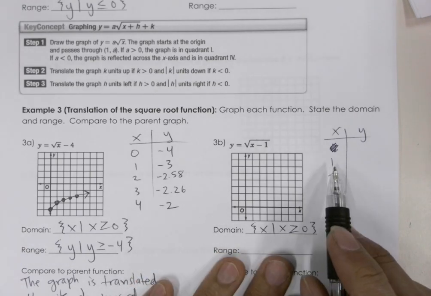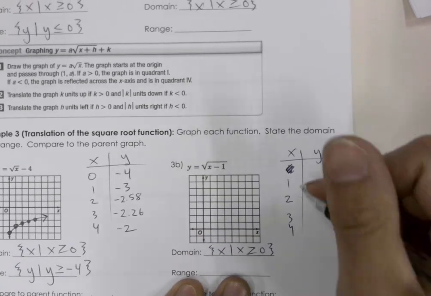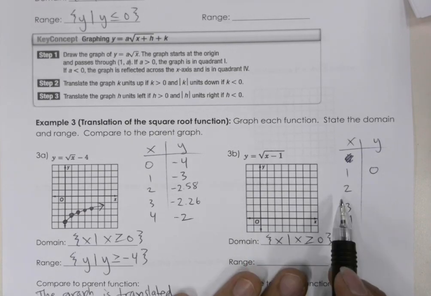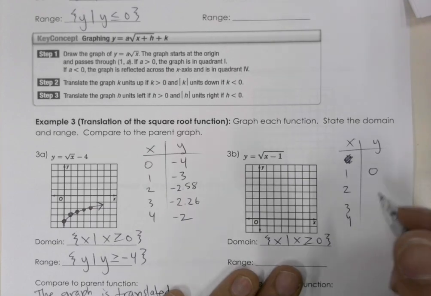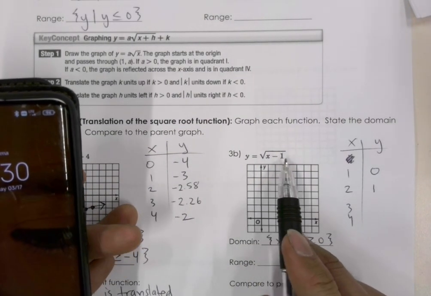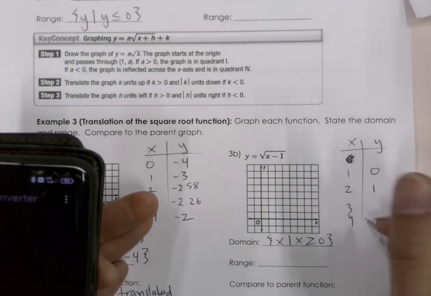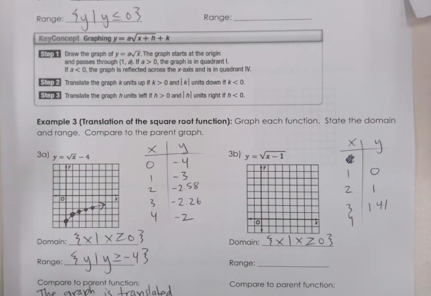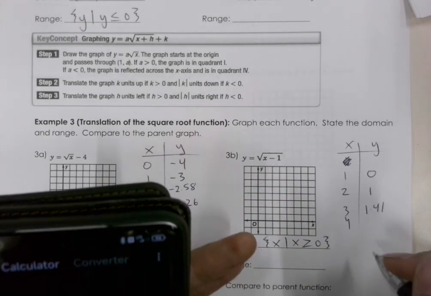So let's start with x is equal to 1. We're plugging it in and we get square root of 0. So y is equal to 0 when x is equal to 1. And then we go ahead and substitute in 2, so we get the square root of 1, which is 1. And then we get a square root of 3 minus 1, which is square root of 2. So let me go ahead and get out the calculator. That's 1.41. And then we'll do a square root of 4 minus 1. So square root of 3 is next. It's 1.73.